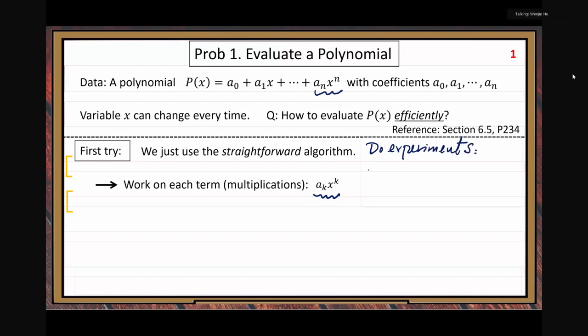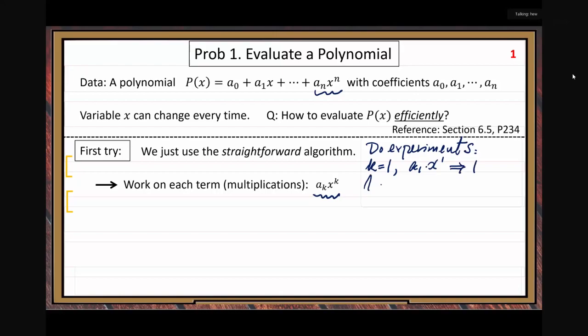When k equals 1, a1 times x to the first, how many multiplications do you need? One, right? One student told me 1.